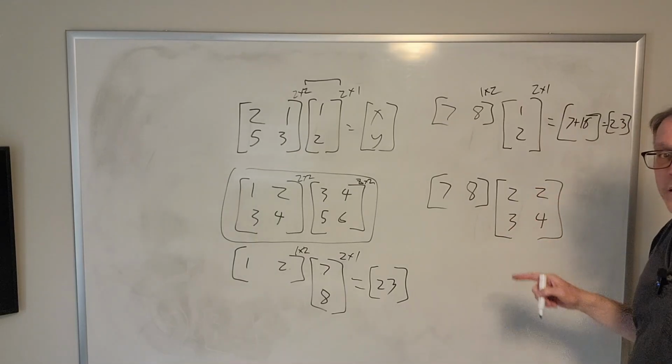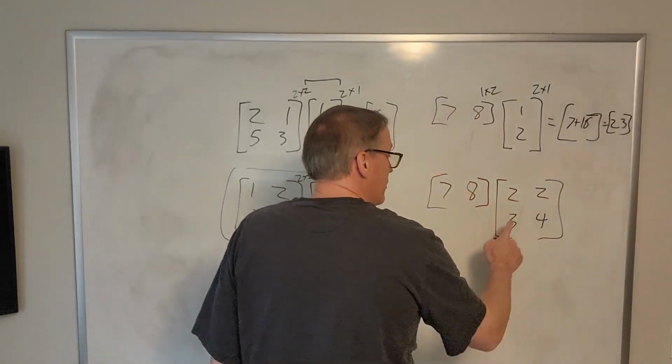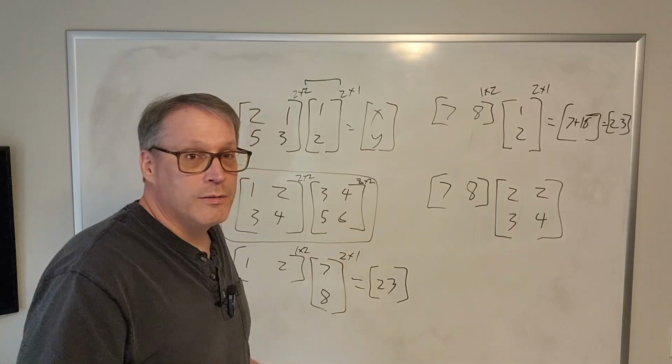How about this guy? Can you multiply those two together? 7, 8, then 2, 2, 3, 4. What do you think?